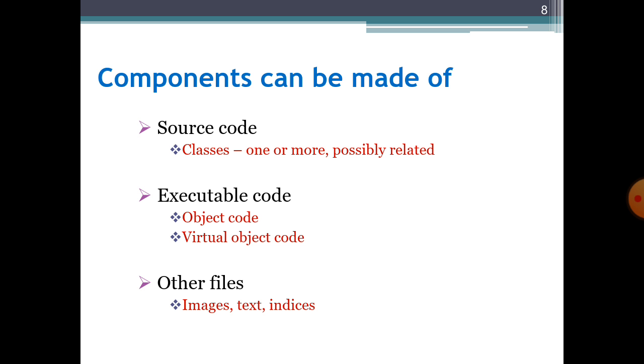components can be made of different aspects. Components can be made of source code, which can contain one or more possibly related classes. Components can also be made of executable code, like object code or virtual object code. Components can also be made of other files like images, text, and indices. So these are the three major aspects from which components can be made.